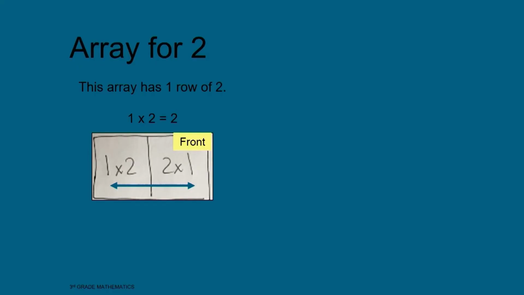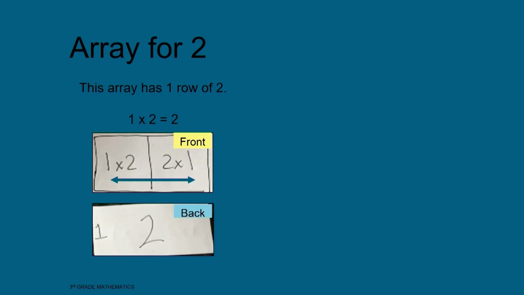For the array for 2, there is only one array. You can look at it like this as one row of 2, which is 1 times 2. Here is the back of the array. We put a 2 in the middle because that is the product, or the answer to 1 times 2. The one on the left side is one of the factors and tells us how many rows there are.